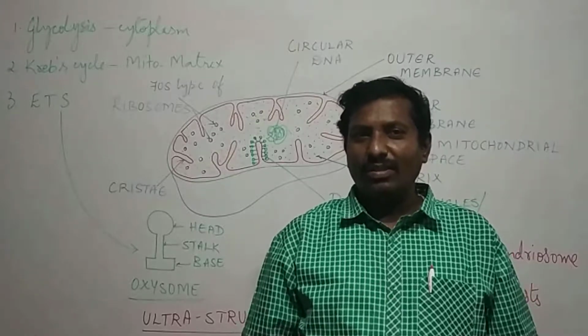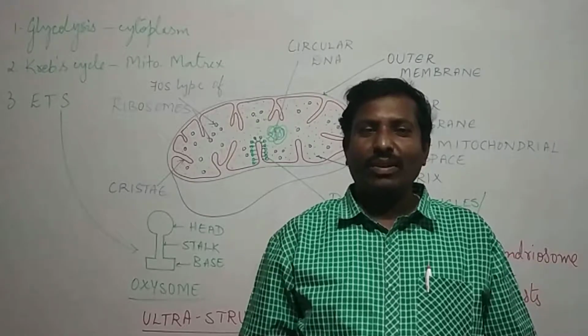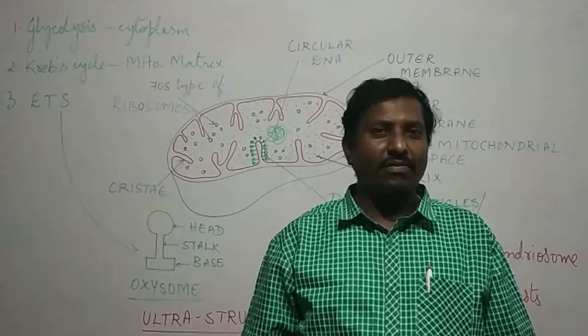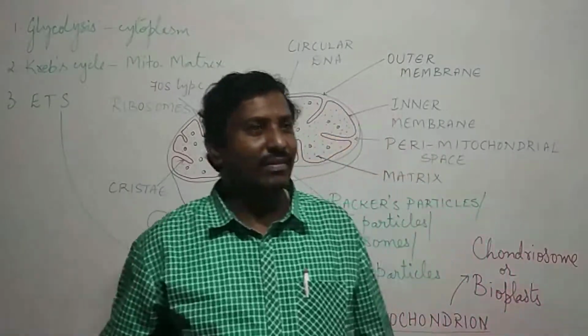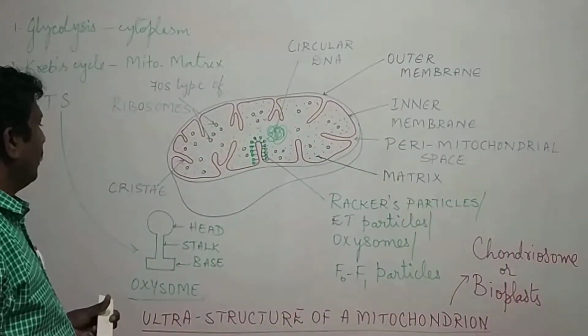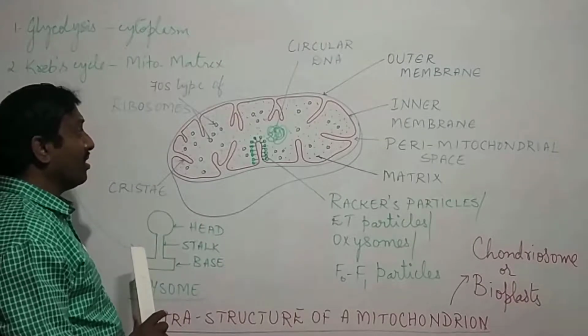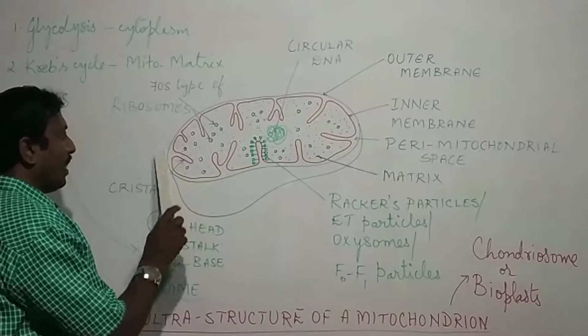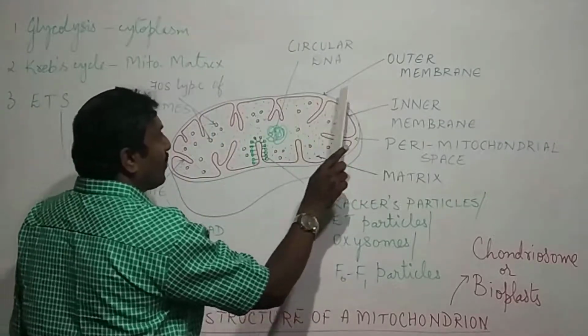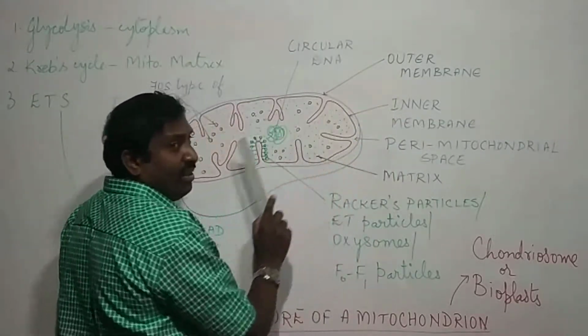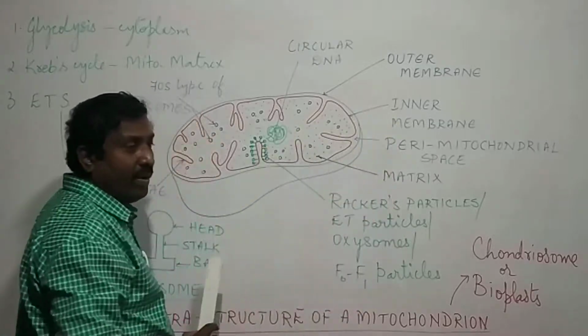Hi dear students, in this video let's study the ultrastructure of the mitochondria, right? Here the ultrastructure of mitochondria consists of a double membrane. You can find here an outer membrane and inner membrane.